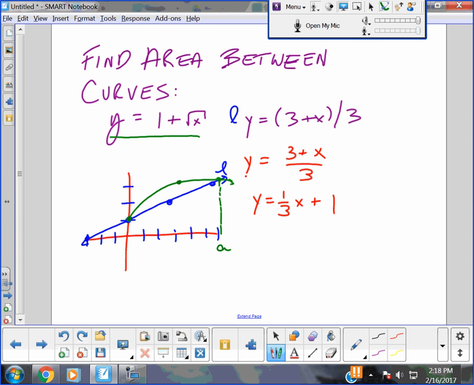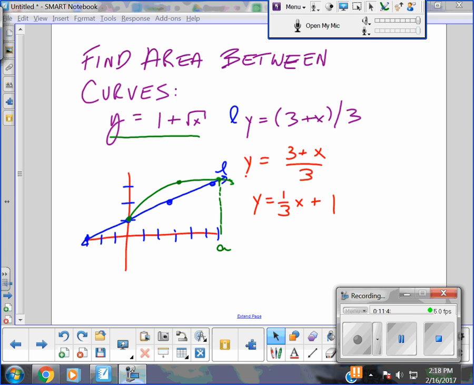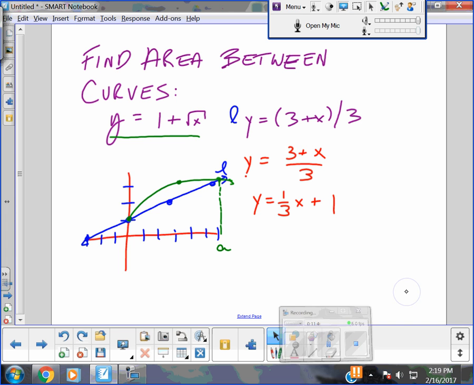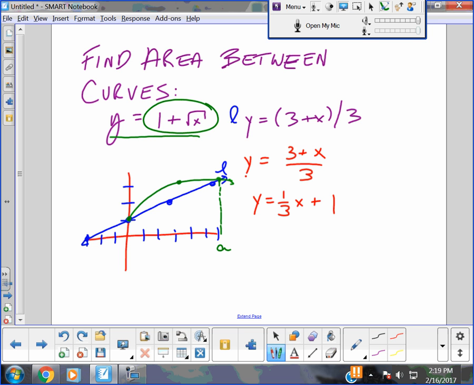Alright, so I'm going to give you a second here. I'm going to pause. Maybe we try to figure out what A is. So I guess this is a point where maybe you keep guessing. Because if you guess 9, you're going to get 4 equals 4. 9, 4 is a common point in these. When you plug 9 in here, square root of 9, 3 plus 1 is 4. When I plug 9 in here, a third of 9 is 3. 3 plus 1 is 4.